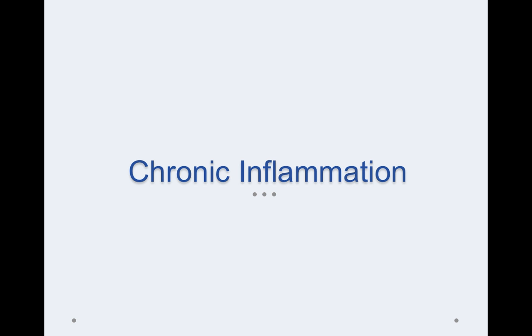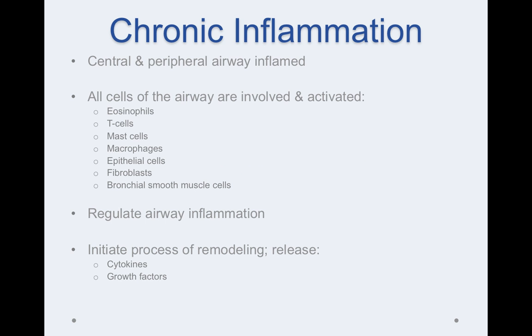We'll now discuss chronic inflammation in the disease of asthma. As mentioned previously, chronic inflammation is thought to occur in both the central and peripheral airway. There are several cells in the airway that are involved and activated. These include eosinophils, T cells, mast cells, macrophages, epithelial cells, fibroblasts, and bronchial smooth muscle cells. These all regulate airway inflammation. This initiates a process of remodeling by releasing cytokines as well as growth factors.